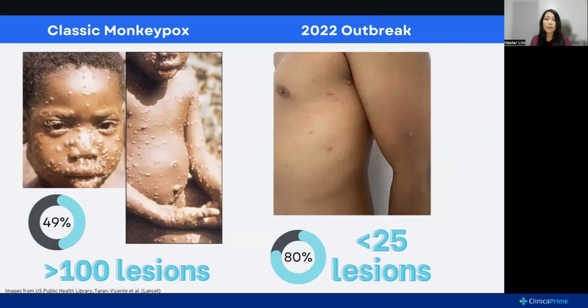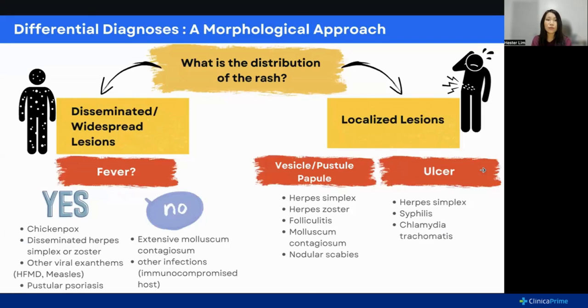So again, just a picture here showing classic Mpox, comparing it to the 2022 outbreak patients. So in classic Mpox, we're seeing more than 100 lesions in about half of the patients. And then in the 2022 outbreak, of course, driven by clade 2B, we had patients with less than 25 lesions. So again, generally a milder clinical appearance overall.